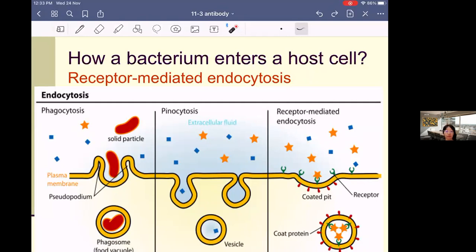Joey, 3 chemicals that can cause chemotaxis. Joey. No, Joey? I'm not sure. Jaswinder?